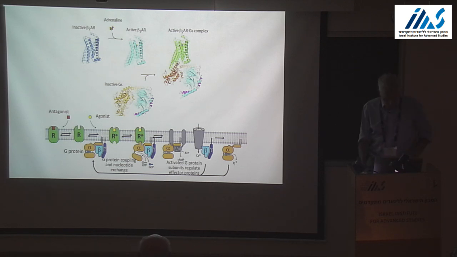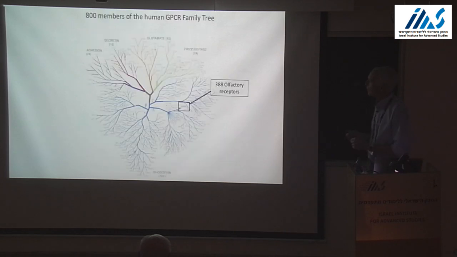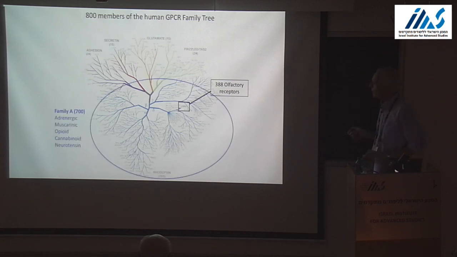And we didn't know how much of what we were learning was specific for this receptor. And as you heard yesterday, it's a very big family, about 800 members. The beta receptor is part of the largest group of this family, often called family A, or the rhodopsin family. I think this may actually no longer be correct, but there's roughly almost 400 olfactory receptors. So we started working on additional family A receptors, including muscarinics, opioids, cannabinoids, and neurotensin.